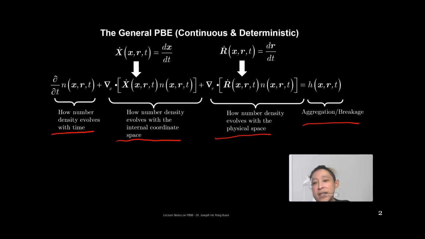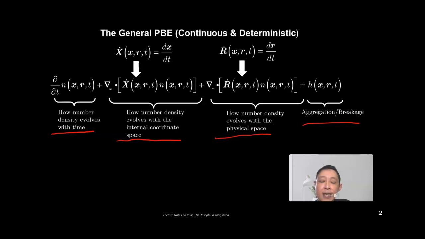So let's just first say that we have a very simplistic population balance equation whereby we do not have any physical space variation or spatial variation. And as far as the internal coordinate is concerned, we only have a one-dimensional internal coordinate, which means that you characterize your particle by a single quantity. Right?